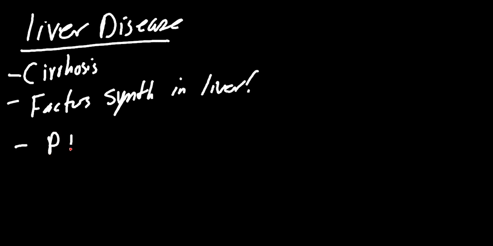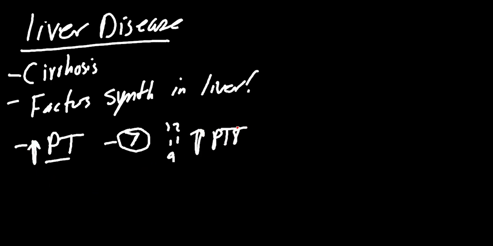Again, PT is going to be most sensitive because through the extrinsic pathway, we just have factor 7 instead of having 12, 11, and 9. If we run out of factors, we'll see it first through running out of factor 7, so we'll have an increased PT first. Later on, we'll have an increased PTT. So that's the progression as it goes.